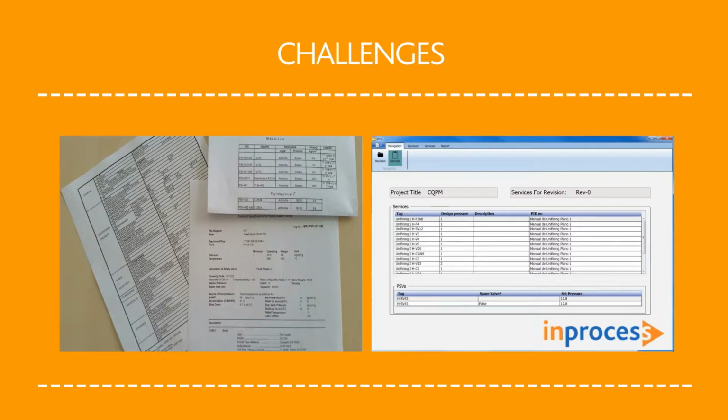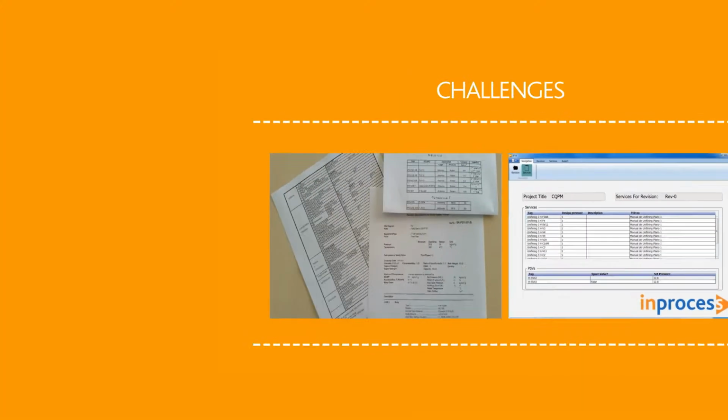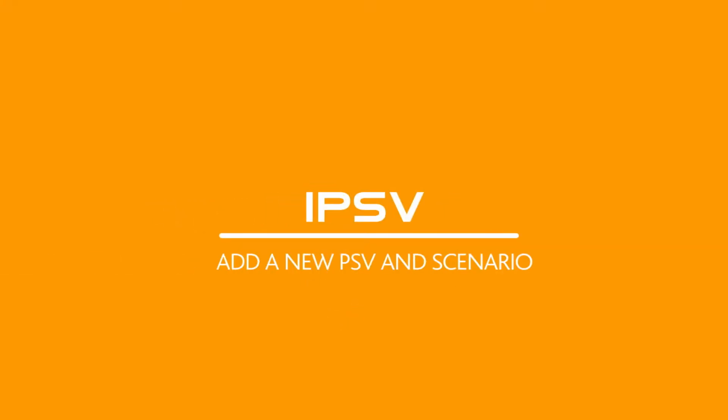IPSV has been designed so that an engineer can create and update in a systematic way and in accordance with API's methodology the specification sheets of safety valves and the sizing basis of design, as well as those for the headers related to these valves. In this way, the information is kept centralized and standardized in an electronic repository, easily accessed through its user-friendly interface. In this tutorial, we're going to show several examples of how IPSV can be used.